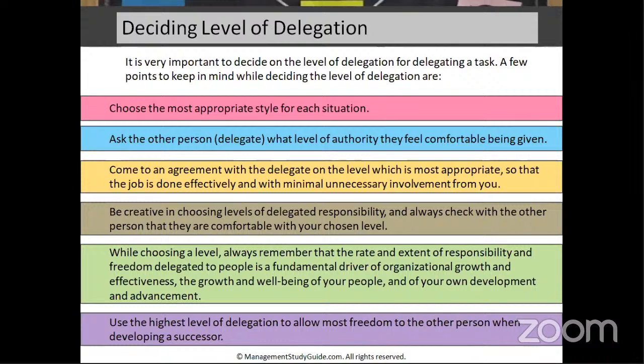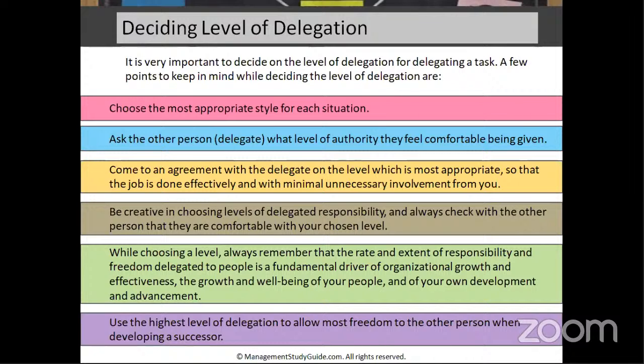Deciding the level of delegation. It is very important to decide on the level of delegation for delegating a task. A few points to keep in mind while deciding the level of delegation are: choose the most appropriate style for each situation. Ask the other person, or delegate, what level of authority they feel comfortable being given. Come to an agreement with the delegate on the level which is most appropriate so that the job is done effectively and with minimal or necessary involvement from you.